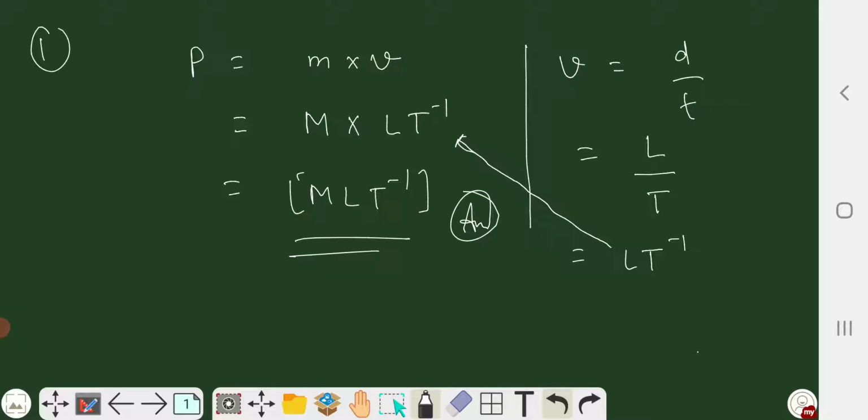Now we'll move towards the next part, which is part B. What is part B saying? It says you have to find the dimensional formula of frequency. You know that if I denote frequency with n, then the formula is 1 upon time period. So now I have to write the dimensional formula of 1 upon T.